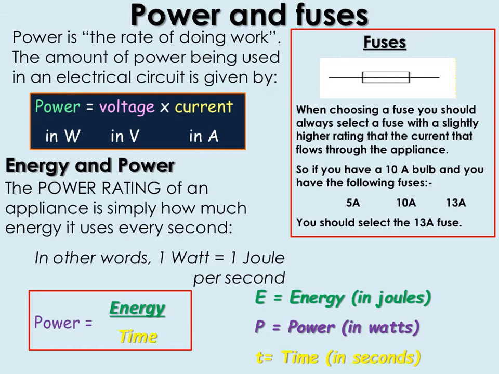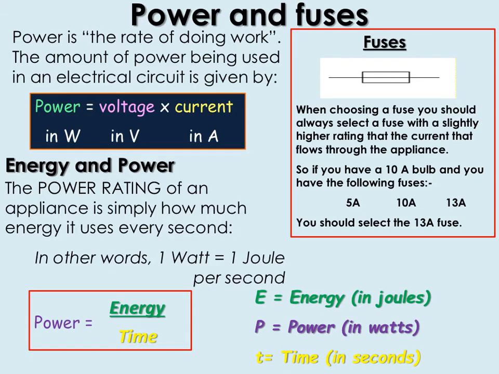So power can be calculated as well using the equation power equals energy over time, where energy is measured in joules, power is measured in watts, and time is measured in seconds. Once you've worked out the power rating of your appliance, you'll be able to calculate the current flowing through it using the equation that we've already talked about, which is the idea that power is equal to voltage times current.